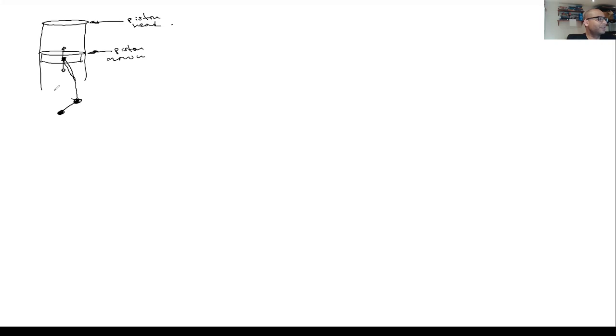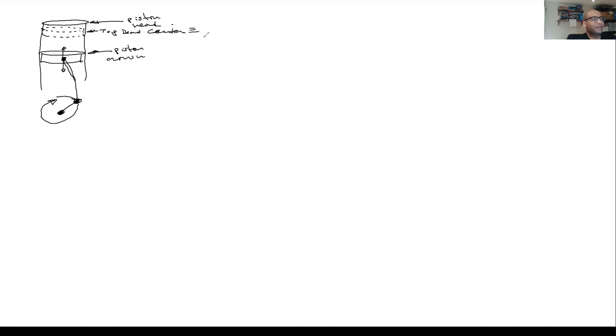This is what transfers the linear motion up and down of the piston into rotational motion at the crankshaft. So the net effect of this whole mechanism is that the piston moves up and down from the top to what we call the top dead center. When the piston is all the way at its topmost position, I'm going to draw it dashed here, this is called the top dead center.